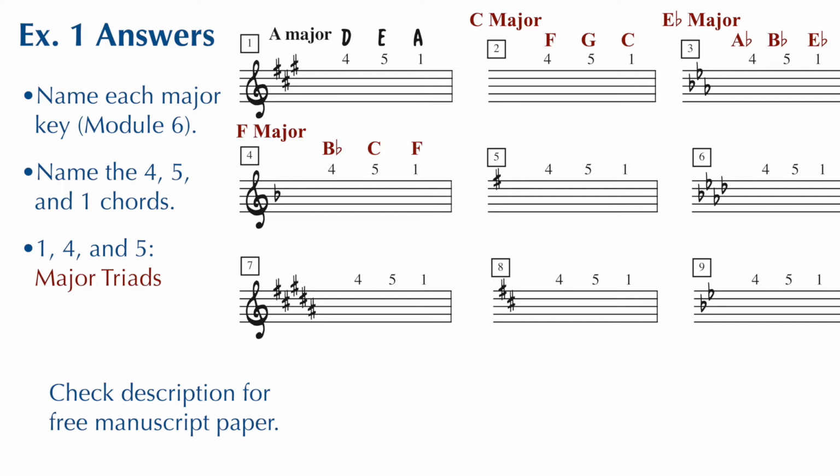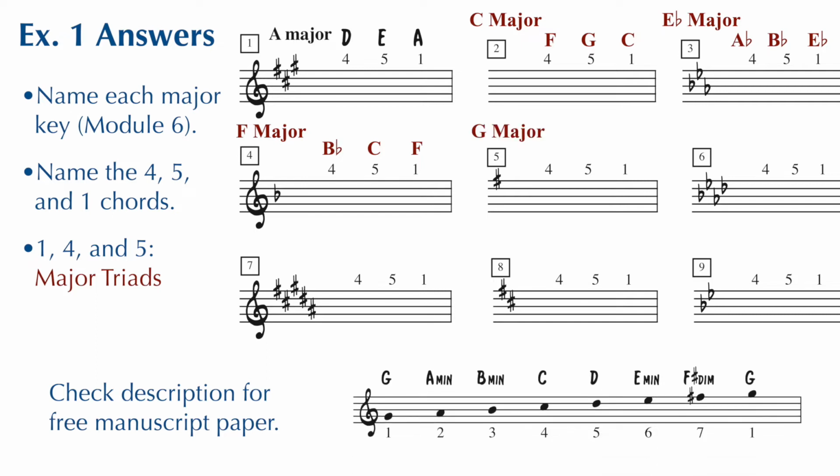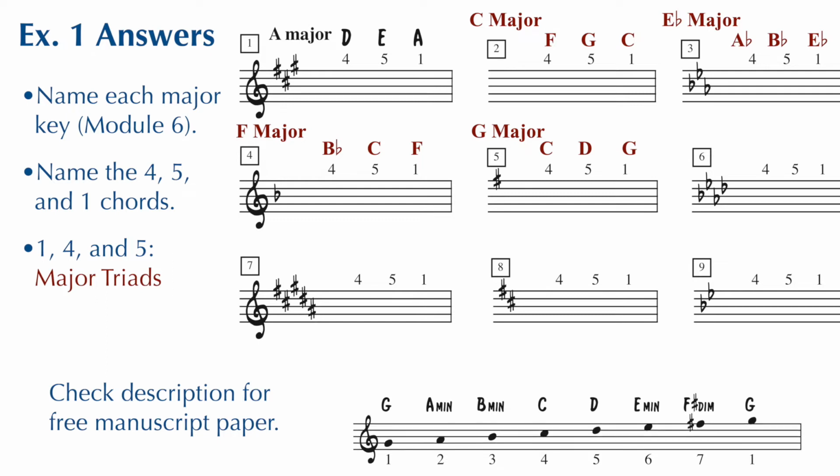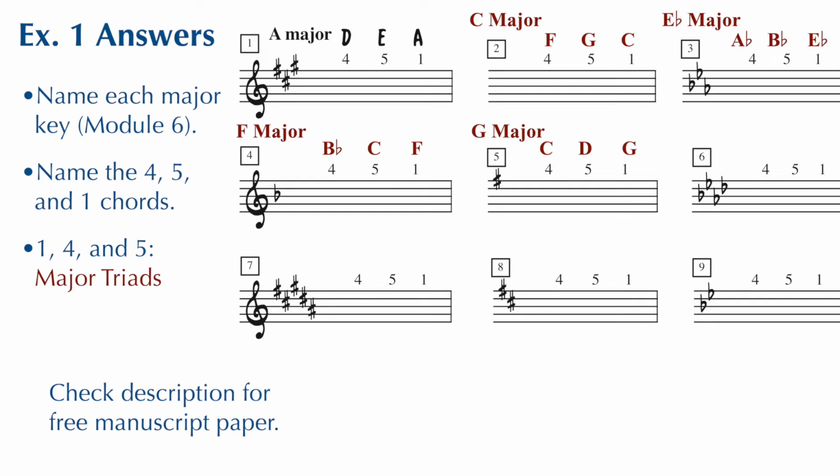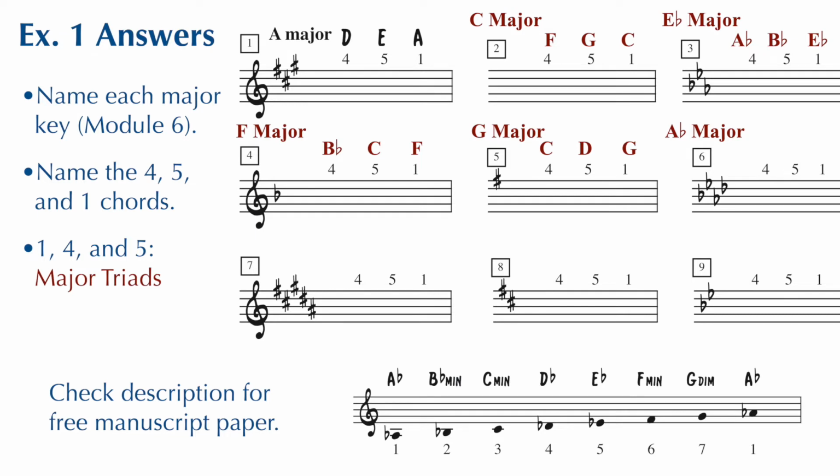Number 5, 1 sharp in the key signature. This puts us in the key of G major. We write out the G major scale and its triads, and our 4 chord is C major, our dominant chord is D major, and our 1 chord is G major. Number 6, 4 flats in the key signature puts us in the key of A flat major. Write out the A flat major scale and its triads, and the 4 chord is D flat, the 5 chord is E flat, and our tonic chord, or 1, is A flat major.